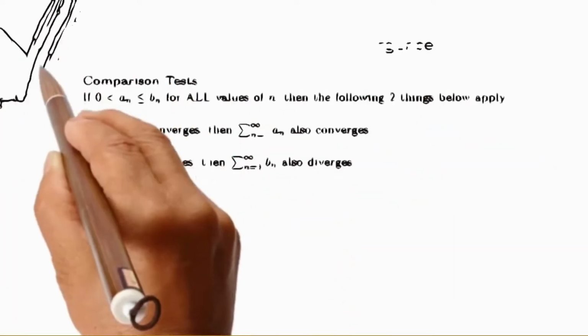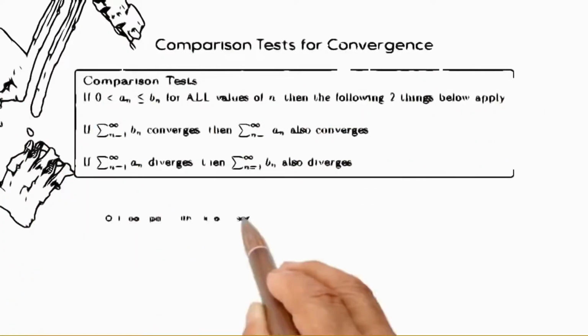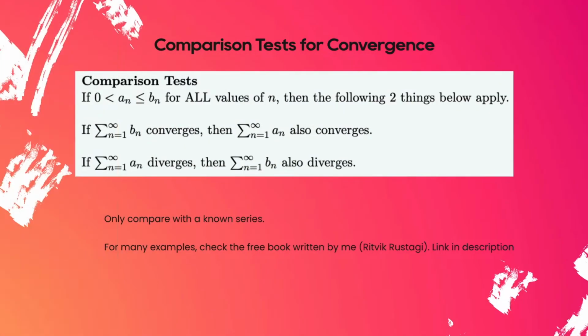Now let's look at the comparison test. If 0 is less than a of n, which is less than or equal to b of n for all values of n, then the following two things must apply. First, if the series for b of n converges, then the series for a of n must also converge. And then if the series for a of n diverges, then the series for b of n must also diverge. And please only compare a series with a known series.